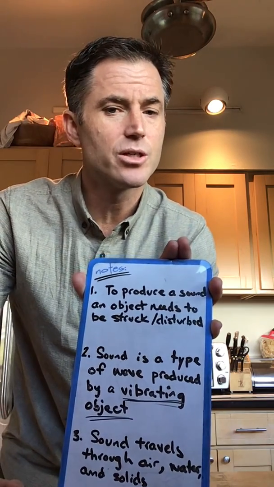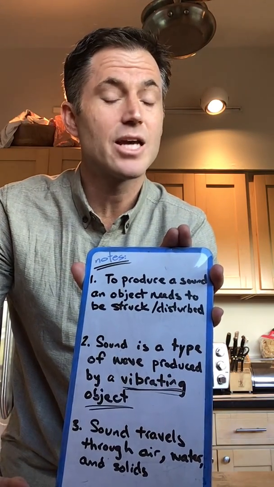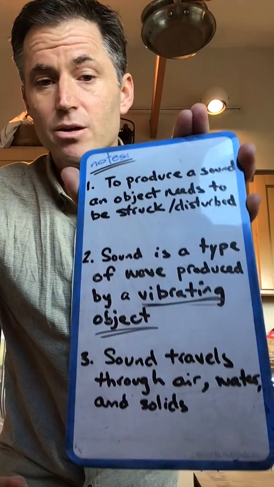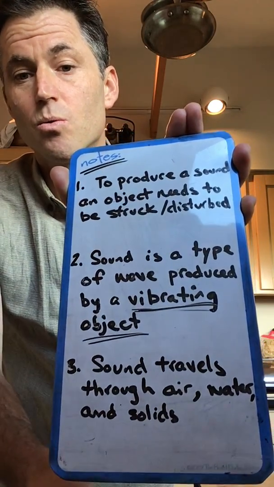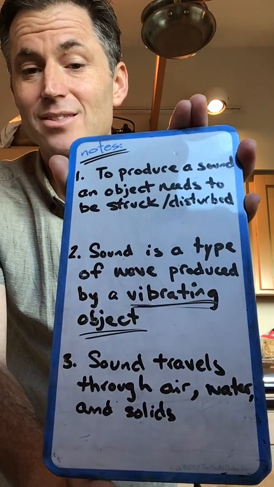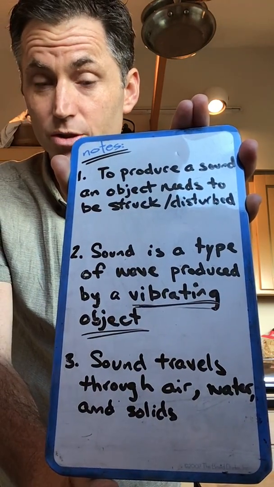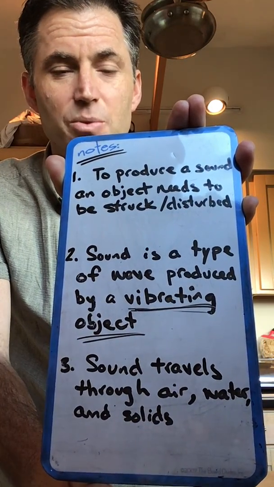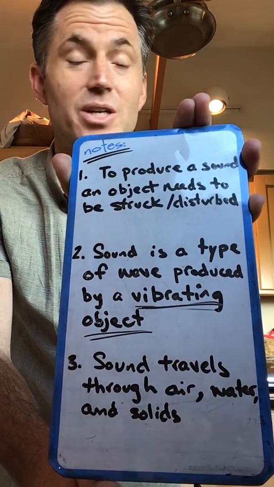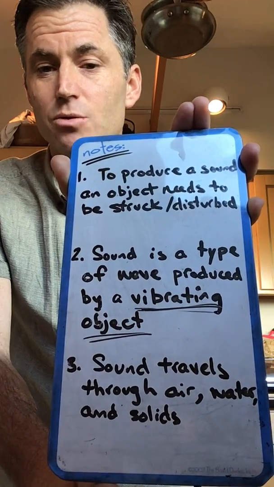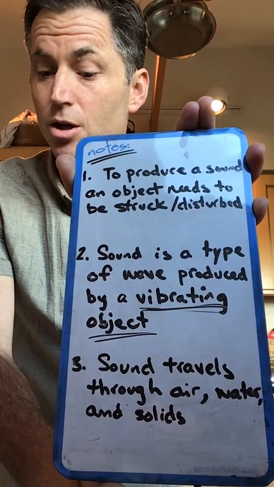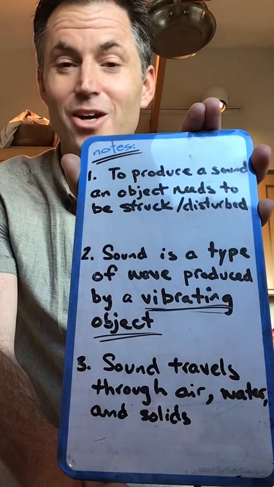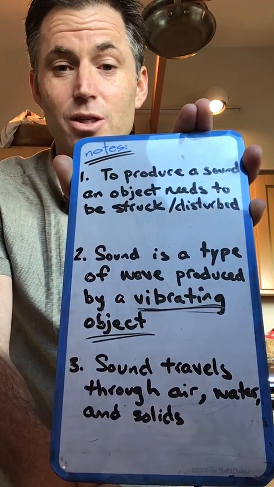And the third question asked you, how does sound travel? Sound can travel through air, through a gas, a liquid, or a solid. These are called mediums, something through which something else travels. So sound can travel through the air, through the water, or through a liquid, or through a solid.